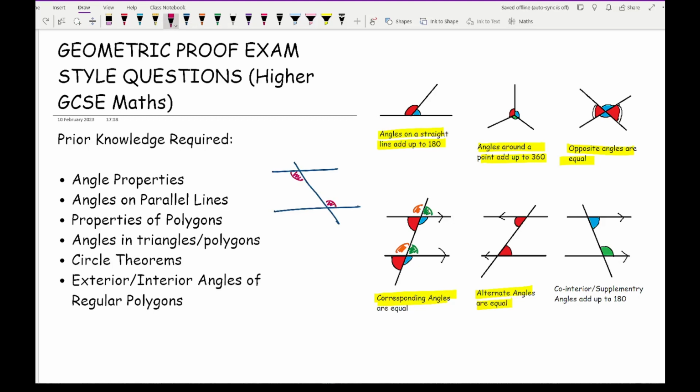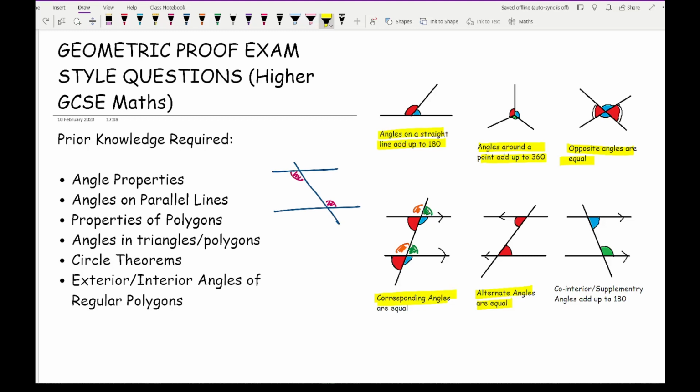Now, the key thing to remember with regards to using any of these rules, and we're going to move on to co-interior and supplementary, is to make sure that you are fully aware that those lines are parallel. So they'll either be represented by two arrows, or it will state it in the question, in the form of, let's say, parallelograms, or certain shapes that have to have parallel sides, things like trapeziums, etc.